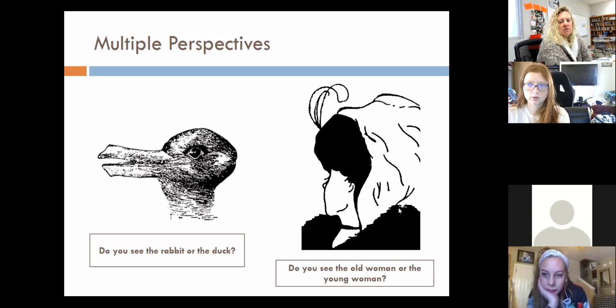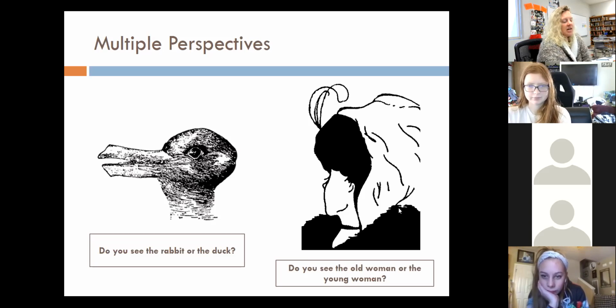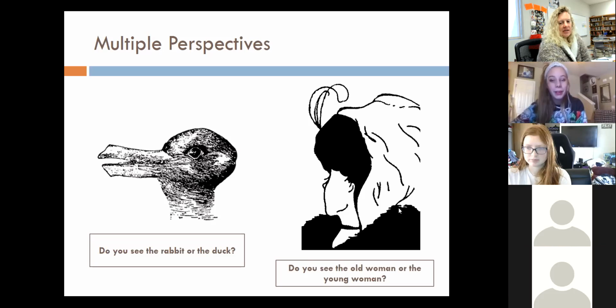Raj, Nicole? I see a duck. You see a duck? Can you see the rabbit at all? No. No? Nicole? I see the duck as well. Okay. You can't see the rabbit? Okay. What about you, Bree? I only see the duck. You only see the duck?